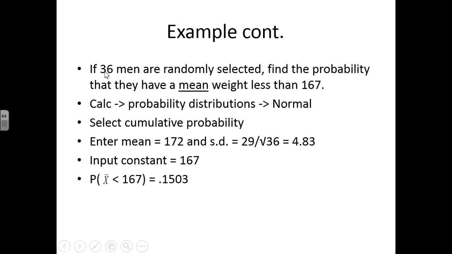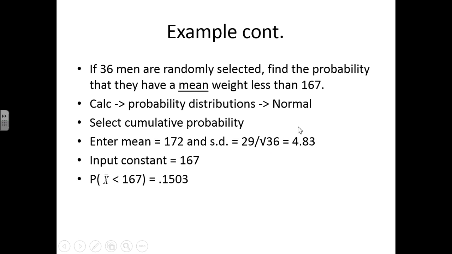Now we're taking a sample of 36 men, and we want to find the probability that the average weight of these 36 men is less than 167. We do exactly the same thing we did before, except we have to calculate the standard deviation with our calculator, which is the population standard deviation divided by the square root of the sample size. 29 divided by the square root of 36 is 4.83.